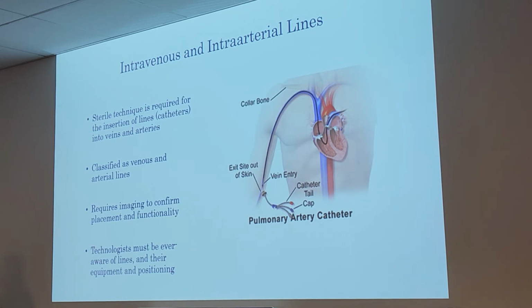So whenever we do take chest x-rays, make sure we're not pulling any of these lines. We have to be, especially in ICU, these patients have so many lines going all over the place. So we have to be very careful when we place that detector behind the patient that we're not pulling any lines.